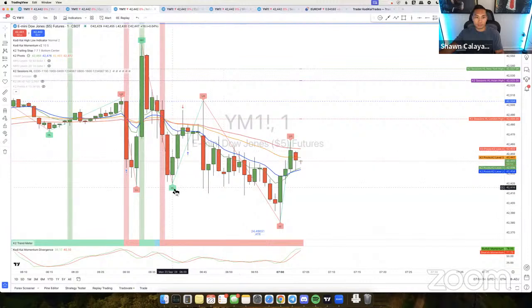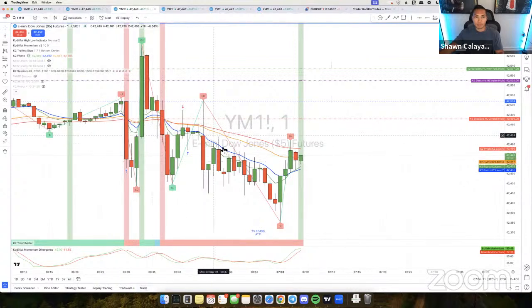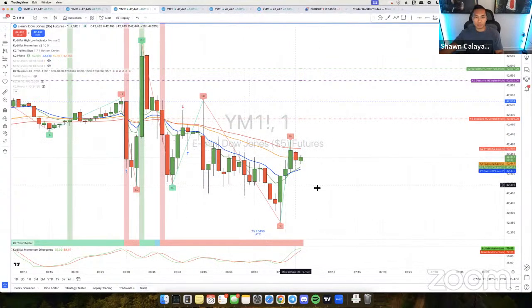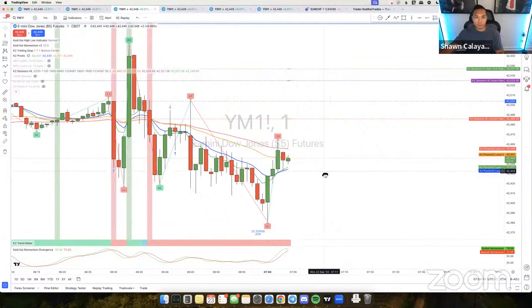Liquidity. What else came up? Pivot scalp right here. Momentum scalp. Breakout. And I guess we'll keep looking for some more market flow entries here.